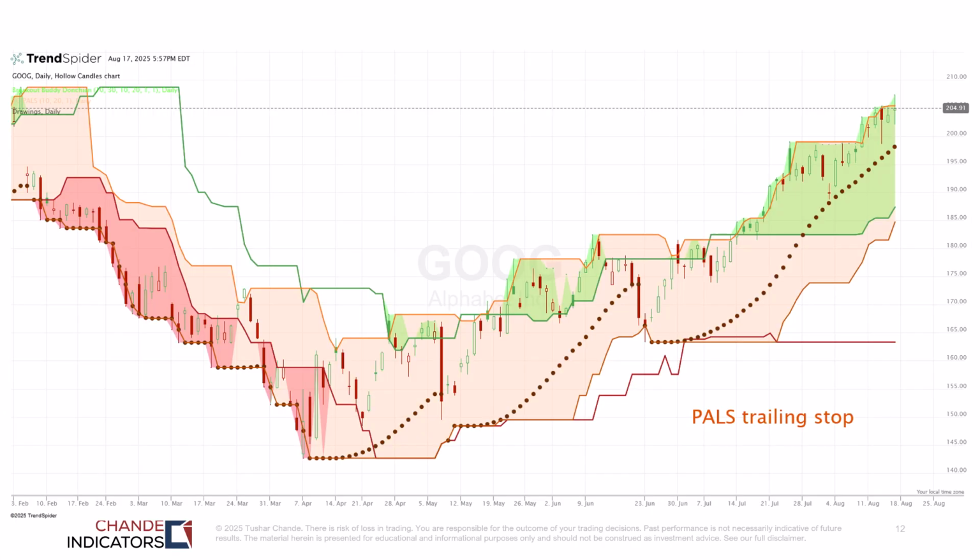This is a chart of Alphabet, daily data, and I've superposed the PALS trailing stop. That's the parabolic accelerating long stop, or these brown dots. So you can see the green region from the Breakout Buddy, and then the trailing stop from PALS. So this is an example of using one as an entry and the other as an exit. And of course, you can combine with any other exit you choose.